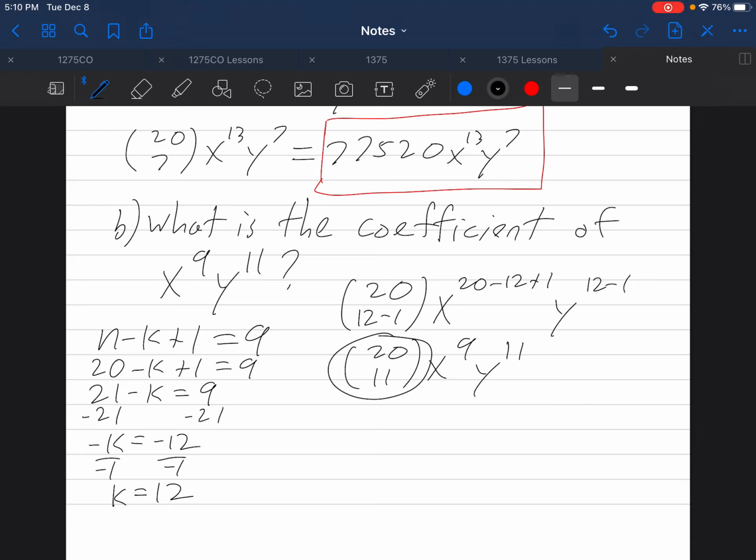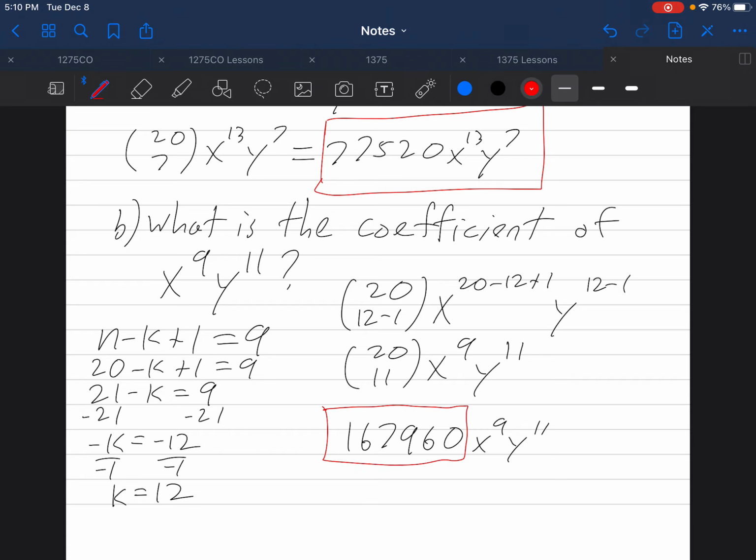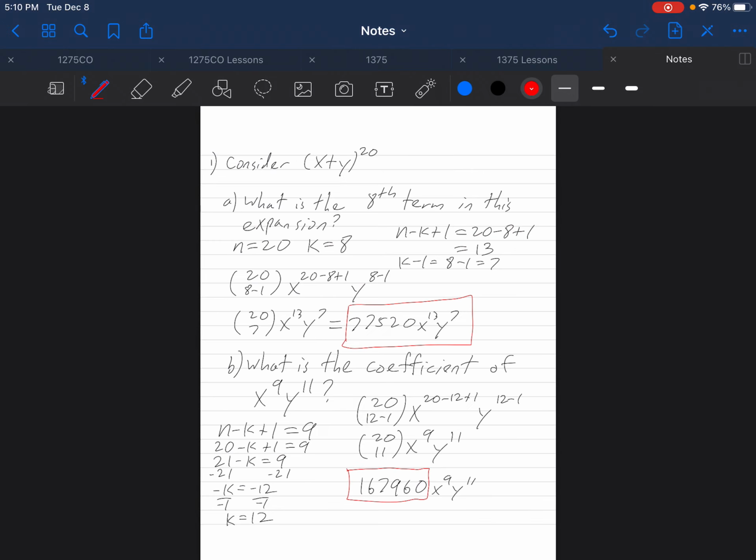And now our coefficient is equal to 20 choose 11, which, when you put it into the formula, or you put it in your calculator, is equal to 167,960. X to the 9th, y to the 11th. But this problem simply asked for the coefficient, so this is all we need to box in.